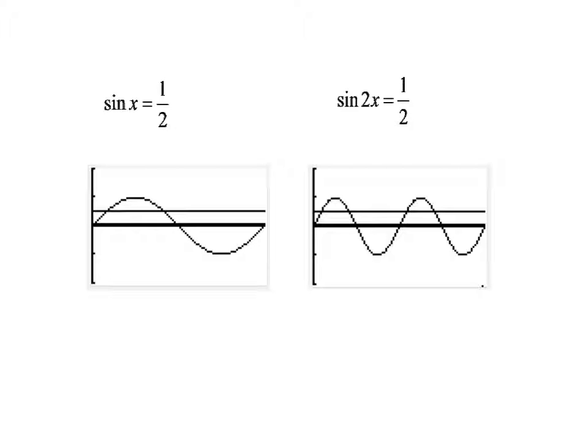When we think about sine of 2x is equal to 1/2, our sine curve is going to get squished by a factor of 2, so we're going to have twice as many answers. So the first two answers are the same. We have sine of x equals 1/2. That's going to be 30 right there. We also have 150. That's right there. But now we're going to have two more answers here and there. So let's figure out how we're going to solve those.